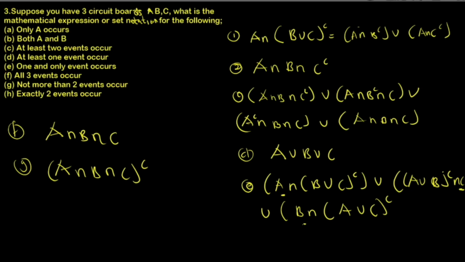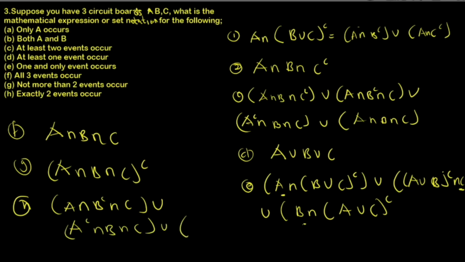And with H, exactly two events occur. With exactly two events occurring, we are finding only two events. It could be simple for us: A intersection B complement intersection C, because these are two events occurring, and then union A intersection B intersection C complement. In that case, A complement, then union the last one, A intersection B intersection C.